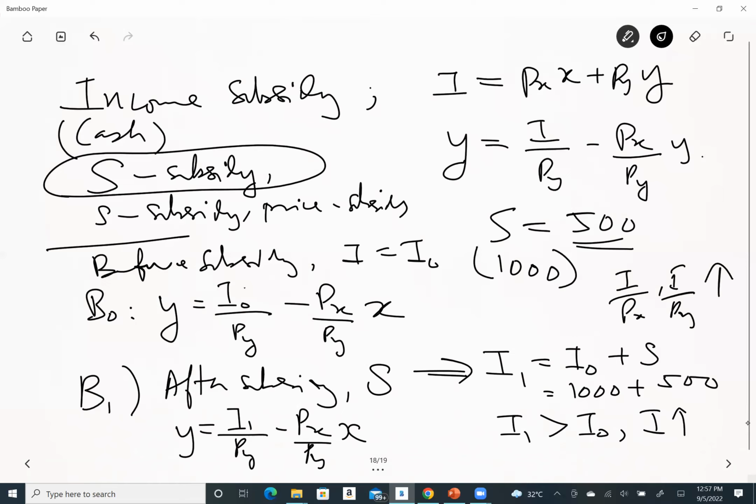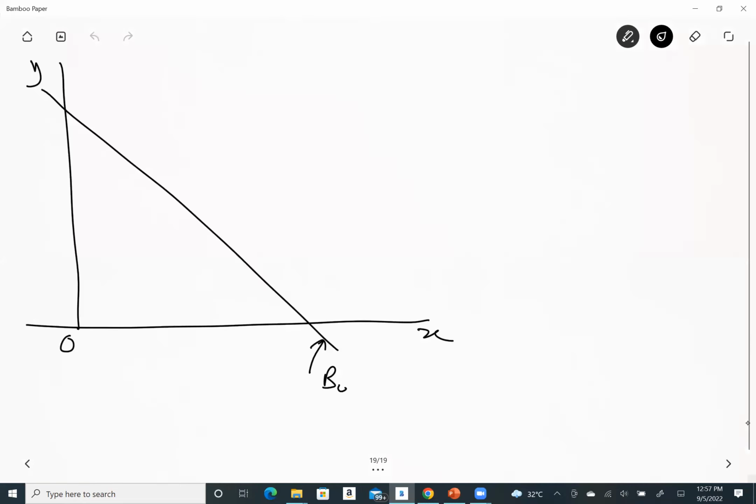Number two, what about the price ratio here? The slope. That's the same. So that is important. When you give your income subsidy, the one that changes is only your real income. Slope does not change. So what happened is that the budget line will shift outward because of the higher real income. So I over PY will go there. I over PX will go somewhere there. But slope did not change.